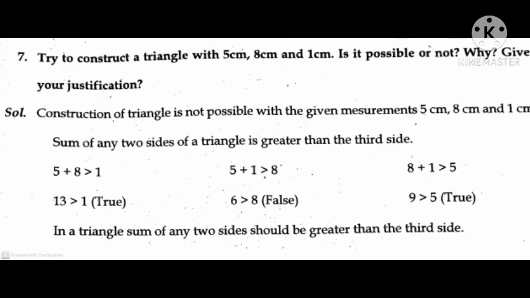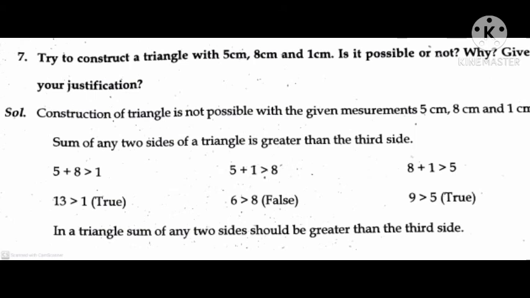Next question in this exercise. Seventh question. Try to construct a triangle with 5 cm, 8 cm and 1 cm. Is it possible or not? Why? Give your justification. Solution. Construction of a triangle is not possible with the given measurements 5 cm, 8 cm and 1 cm, because the sum of the lengths of any two sides of a triangle must be greater than the third side.